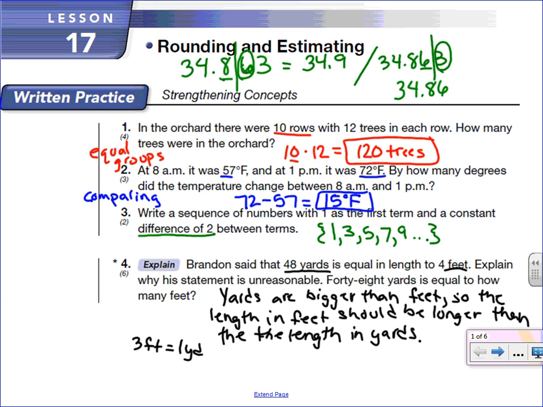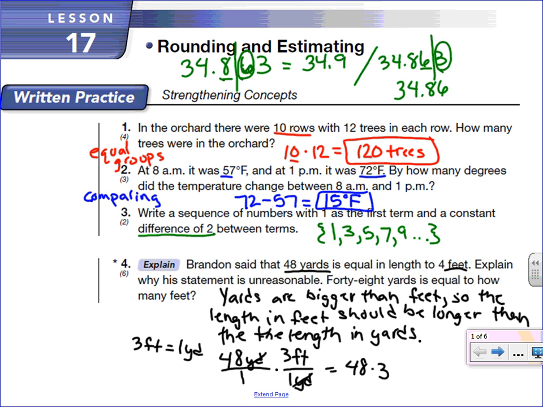And then it says 48 yards is equal to how many feet? So if I have 48 yards over 1, and I want to convert it to feet, the yards needs to cancel out, so it goes on the bottom. And then 3 feet on top. Yards cancels out, I'm left with feet, so I know that I'm going to do 48 times 3.